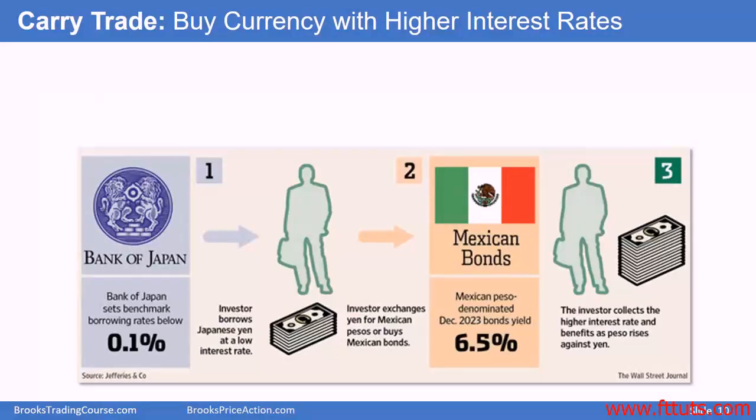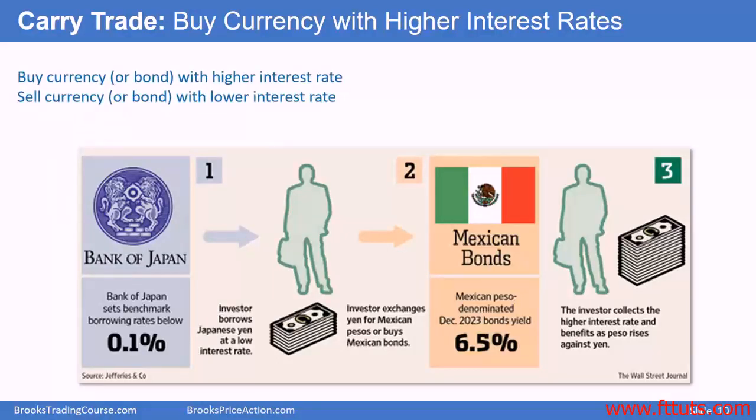There's a type of trade that you'll sometimes hear, but it really has nothing to do with you or me as traders, and that is a carry trade. And it's an interest rate trade. Traders buy a currency or a bond with a higher interest rate, and then they sell another currency or a bond with a lower interest rate. So they pay the lower interest rate, and then they collect the higher interest rate.